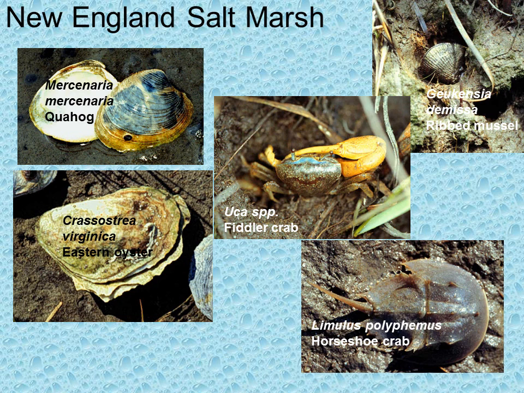The upper right-hand column is another type of mussel, a mollusk called Geukensia demissa, and it's a ribbed mussel, and it lives within the salt marsh. But it does put down byssal threads. You can see byssal threads coming off the mussel there and attaching to the very soft substrate.